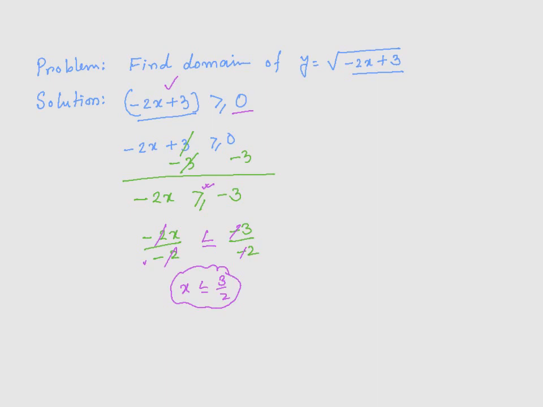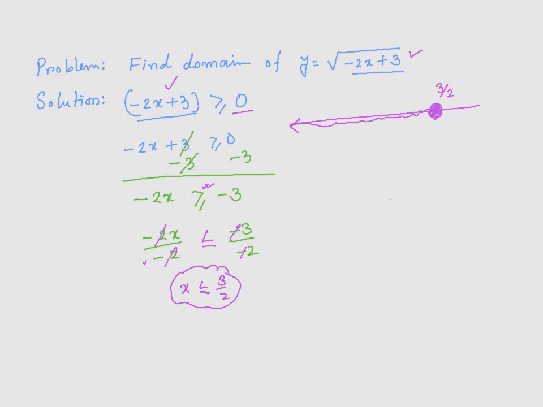So that means your domain for this function is going to be all the numbers on the number line that are less than or equal to 3 over 2, or 1.5. So everything to the left, all the way to negative infinity, and of course the less than or equal to means we include the point 3 over 2, so we highlight the circle. Everything to the left of the point 3 over 2 or 1.5 on the number line, and including the point 1.5.